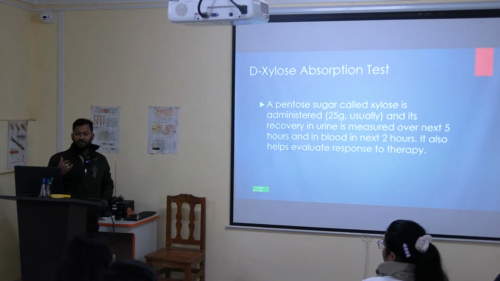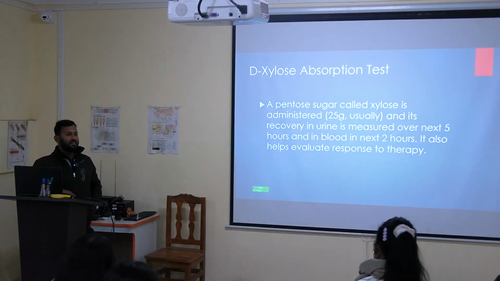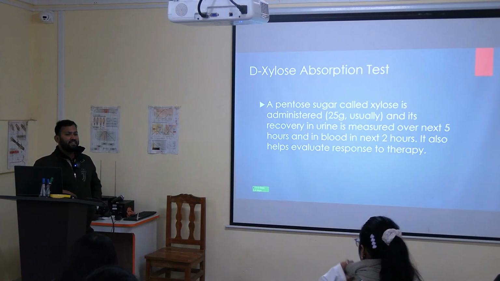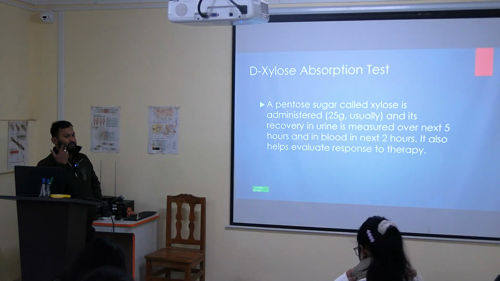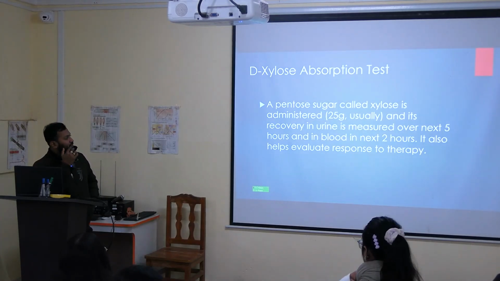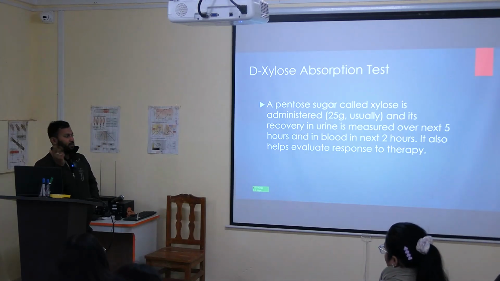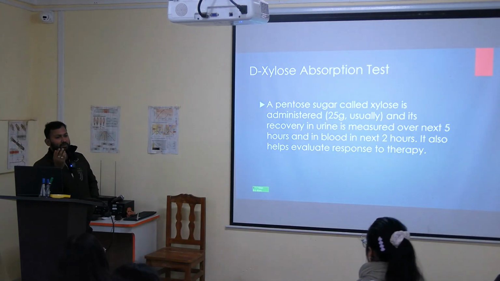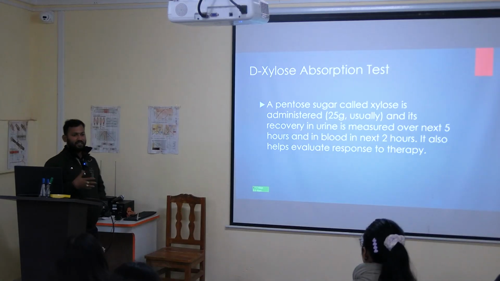So we will be giving a pentose sugar, around 25 grams, to the patient. Then we will assess the urine and the blood. If the sugar is present, that means digestion has occurred and the sugar is absorbed inside the body. That means by this we can see whether the pancreas is functioning or not. It also helps evaluate response to therapy. If someone's pancreas is diseased and we are giving a medication, and after that if we give this sugar and the amount absorbed in the blood and urine has increased, then we can know that the therapy is working and the pancreas is getting better.